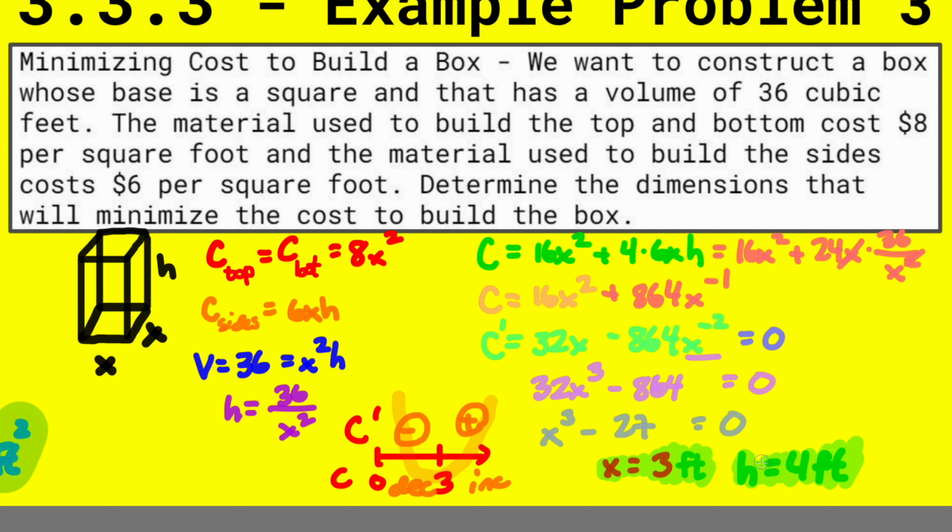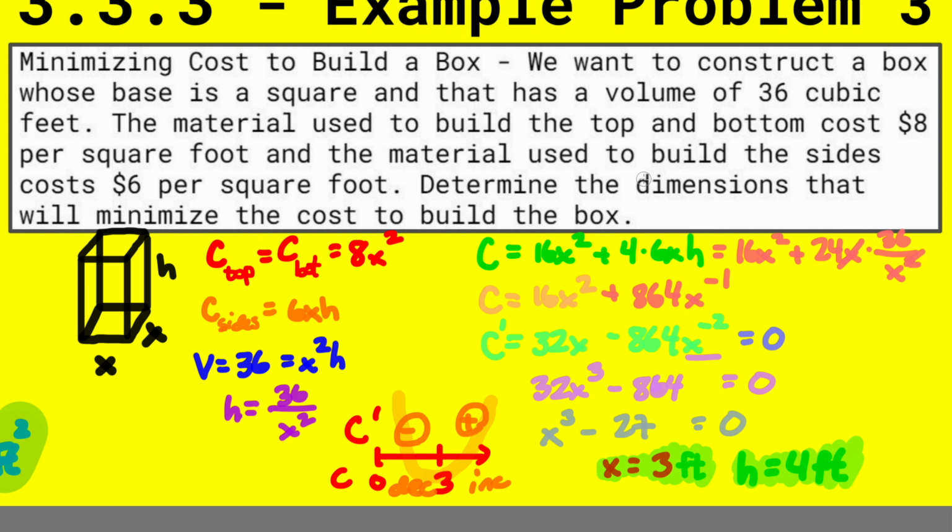Okay. It says determine the dimensions that will minimize the cost. That's all we're finding. We're not actually figuring out the cost, but if you wanted to, you could put that x value and that h value into that cost equation right here, and that would give you the actual minimum cost, but it's not asking for that. It's just asking for the dimensions. Now you can kind of see how this is applied in the real world. If you are building a box and there are certain costs applied to it, you want to minimize that cost as much as possible, but you still have the constraint that you want it to hold 36 cubic feet.